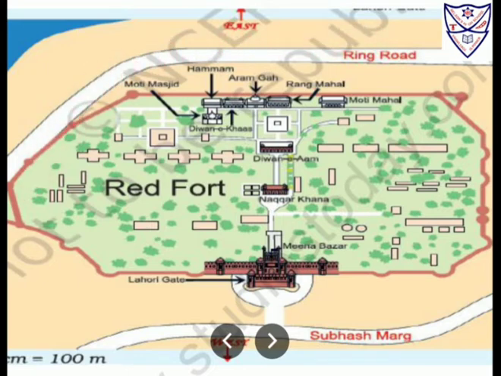Like this, Diwan-e-Am is given here. Diwan-e-Khas is given here. This is Diwan-e-Am. This is Diwan-e-Khas. This is Moti Masjid. This is Aramgarh, Rang Mahal. So many things are mentioned here. This is Meena Bazaar over here. So the whole Red Fort is there. Everything is mentioned over here on the map.